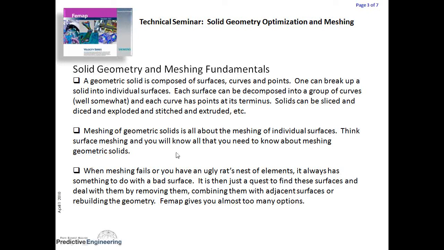But it's a way to think about solid meshing from the fundamentals. It's meshing surfaces first. And meshing of individual surfaces is all you need to know. And if there's problems during the meshing process or there's something you don't like, it all breaks down to that underlying meshing on these surfaces. And this is what it refers to when you have a very ugly rat's nest of elements. You have to dig in, find the surface, find the curves, and clean it up. And that is the basis to making better meshing.